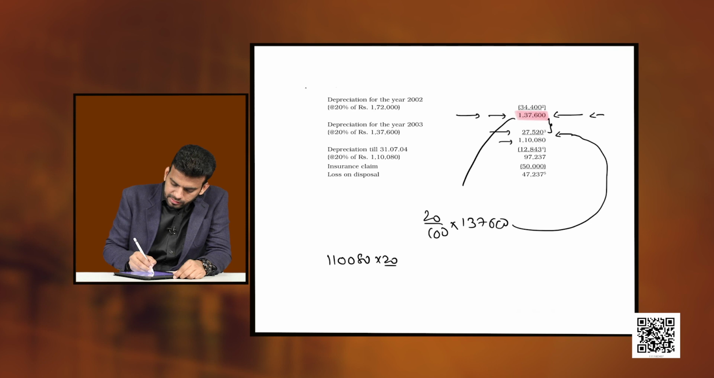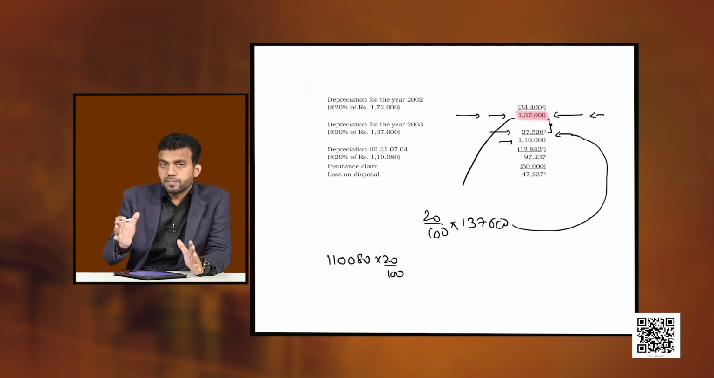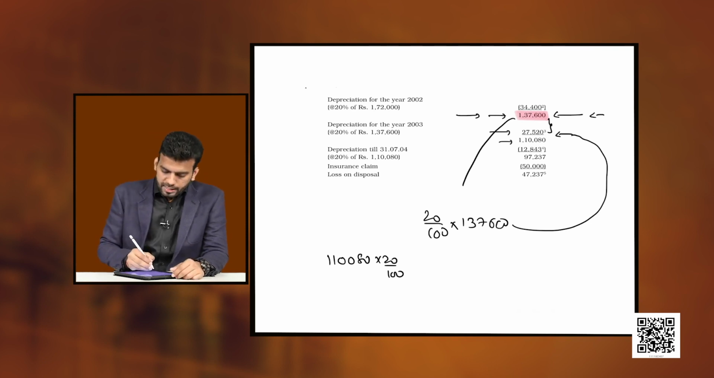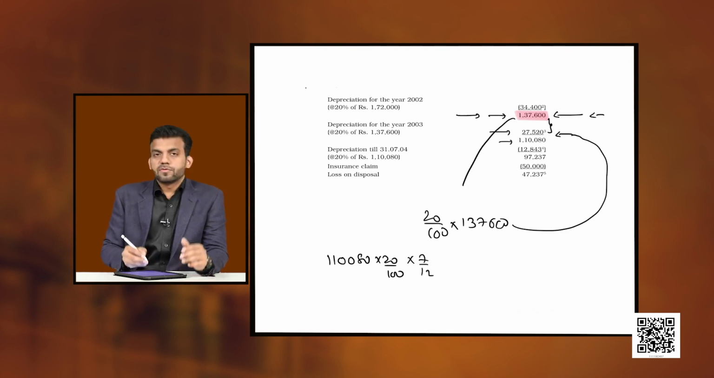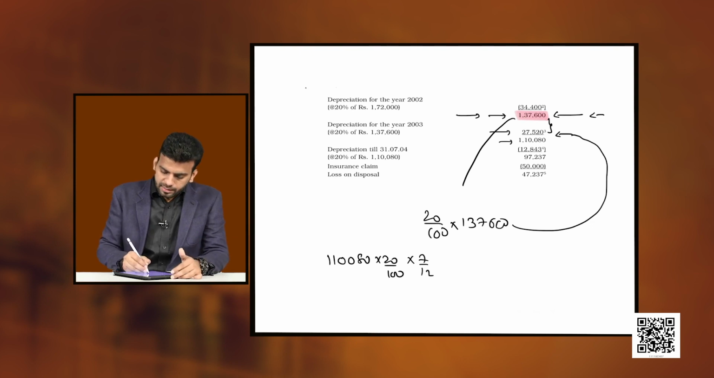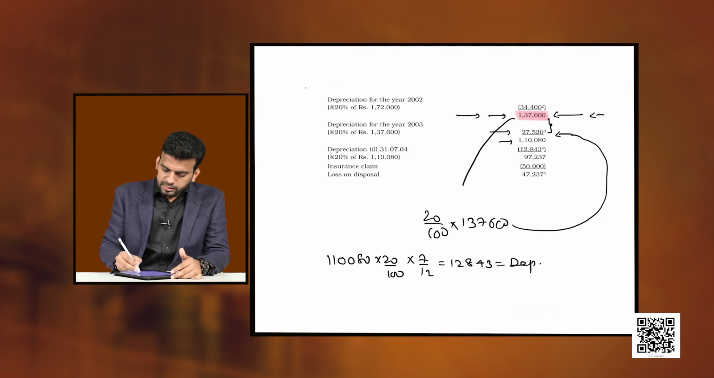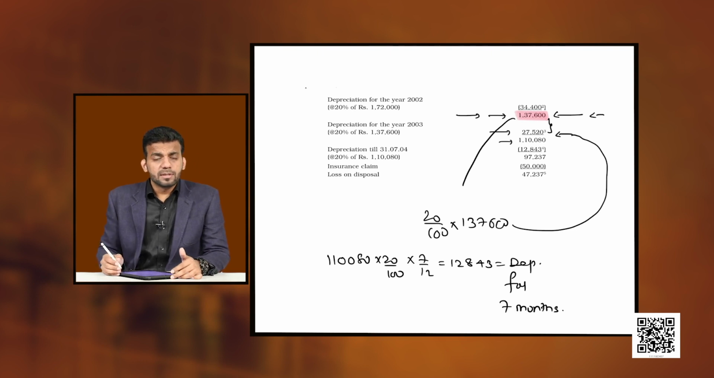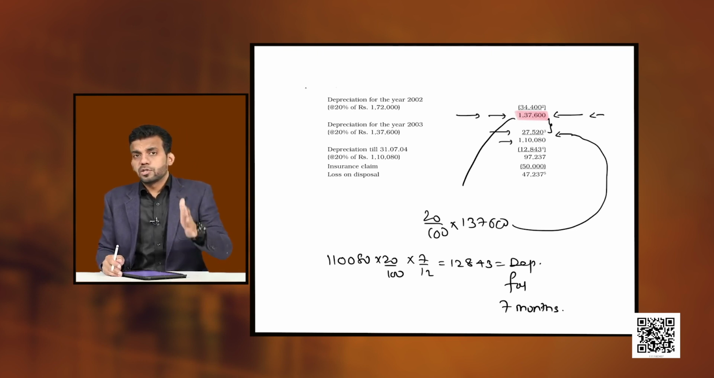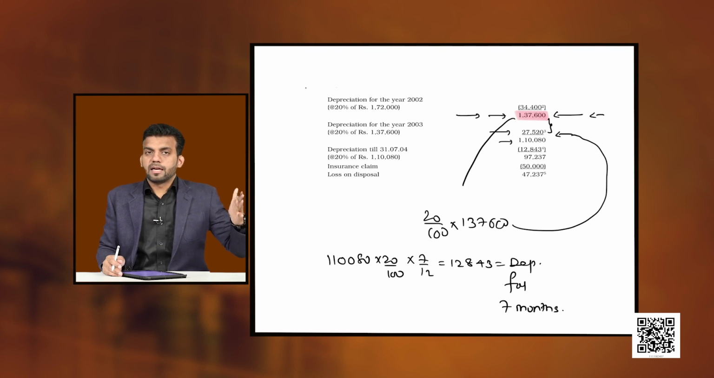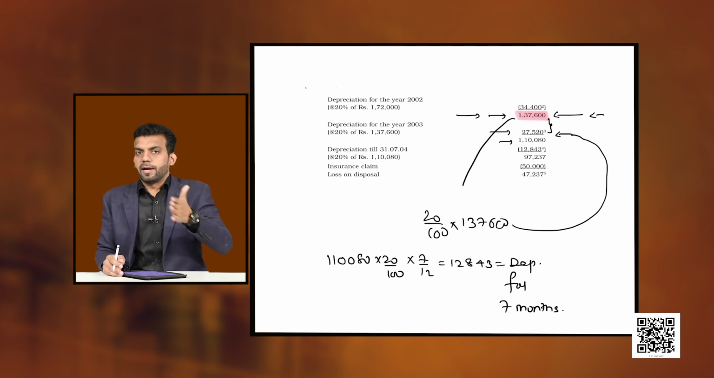1,10,080 is the reduced value after 3 years, right? So, 1,10,080, 20% for 7 months, that is from January to July, makes it 12,843. What is this? This is depreciation for 7 months. Why do we charge it for 7 months? Because the machine is destroyed on 31st July. That means January to the end of July. That is why it is 7 months.